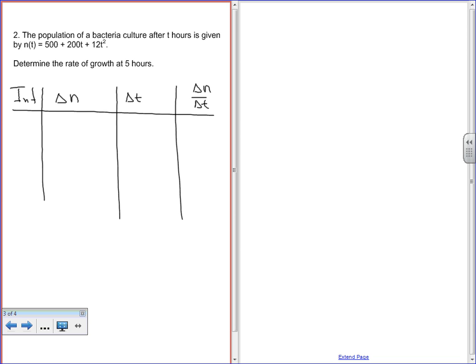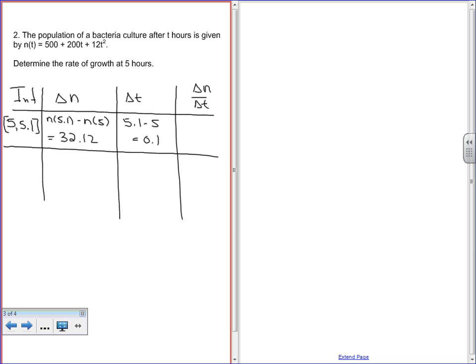All right. Perfect. 5.1. Because I want the difference between my starting point and my ending point only to differ by 0.1. Okay. I substitute 5.1 into the population formula, subtract off 5, substitute into the population formula. I do some math, and if you do your math correctly, you should get 32.12. Then I figure out the change in the time, which is 5.1 subtract 5, which is 0.1.